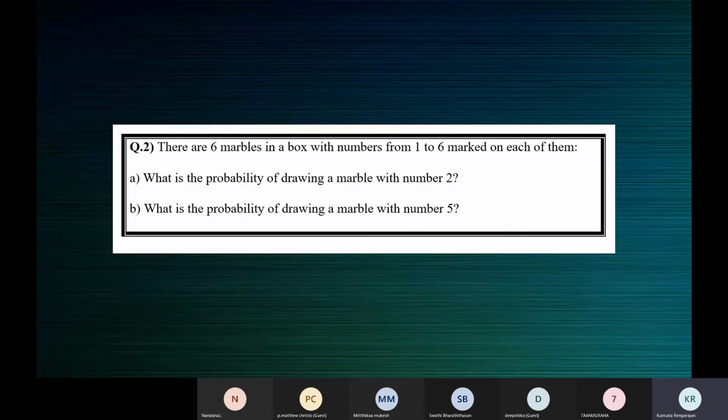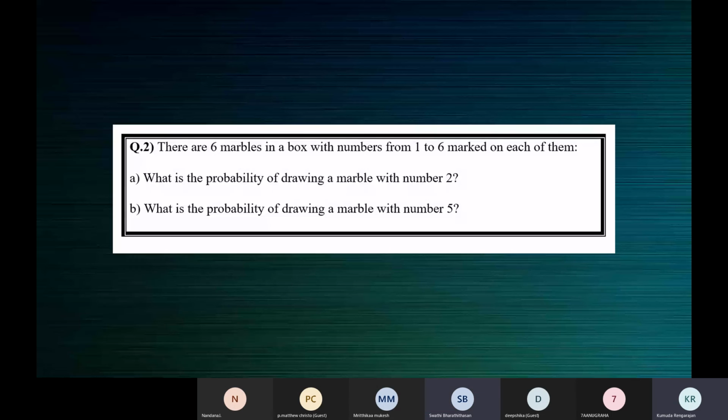There are 6 marbles in a box. What is the probability of drawing a marble with number 2 on it? Just imagine a box. There are 6 marbles in it. The marbles are marked 1, 2, 3, 4, 5 and 6. Every marble has a number on it. Understand?